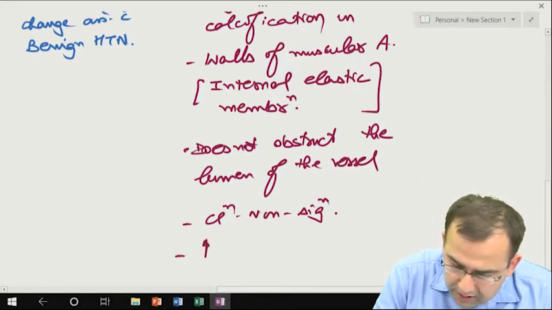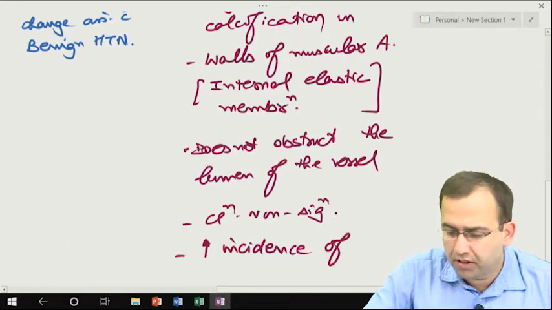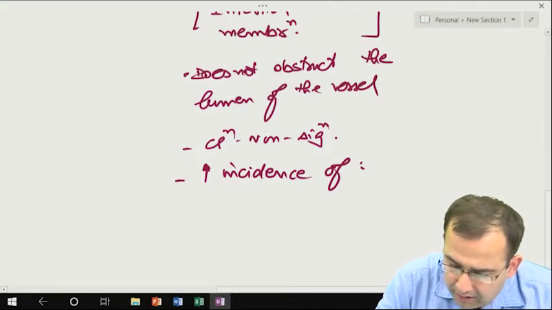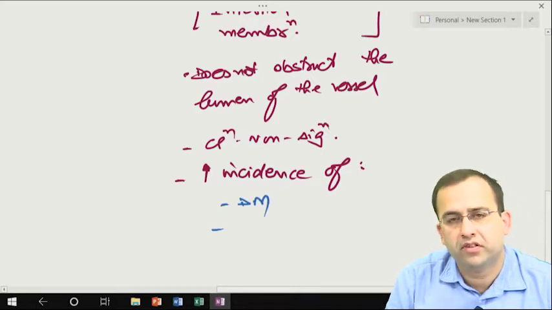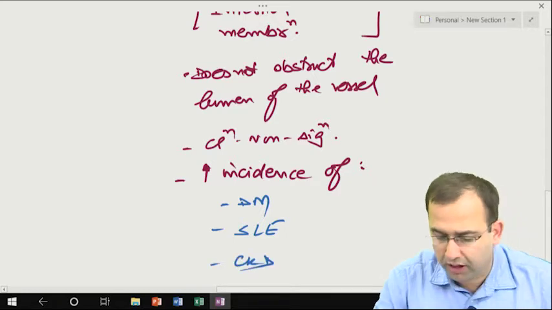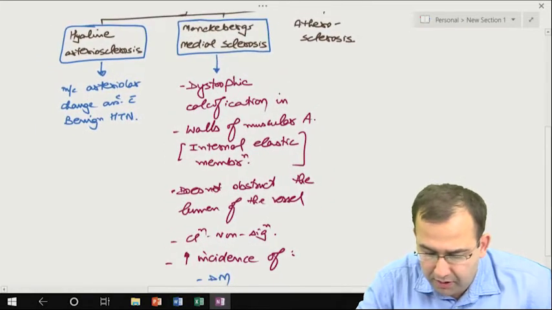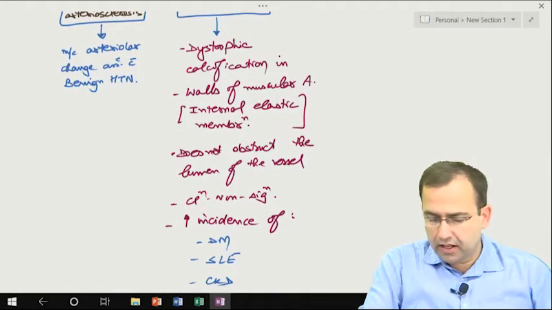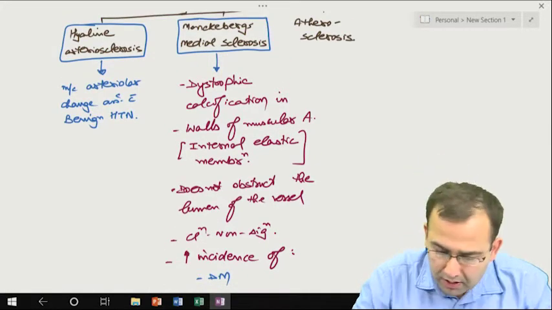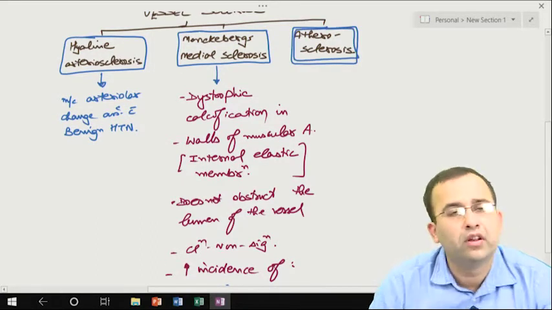Lastly, increased incidence of Monkeberg medial sclerosis is seen in patients with diabetes, systemic lupus erythematosus, SLE, and chronic kidney disease, CKD. This is Monkeberg medial sclerosis. Next, this gets us to the last vessel sclerosis, that is atherosclerosis.